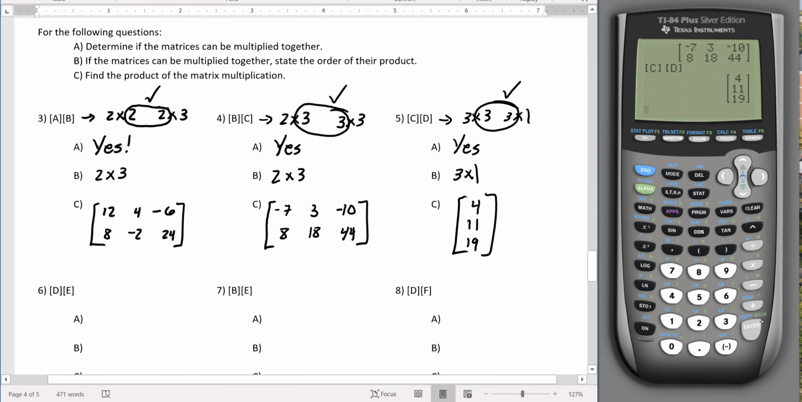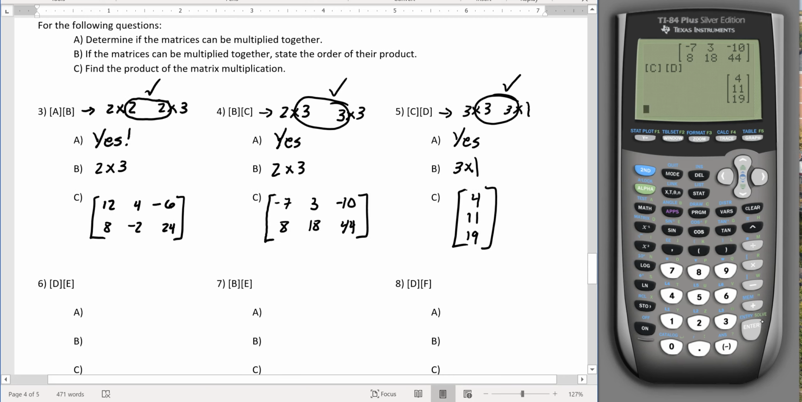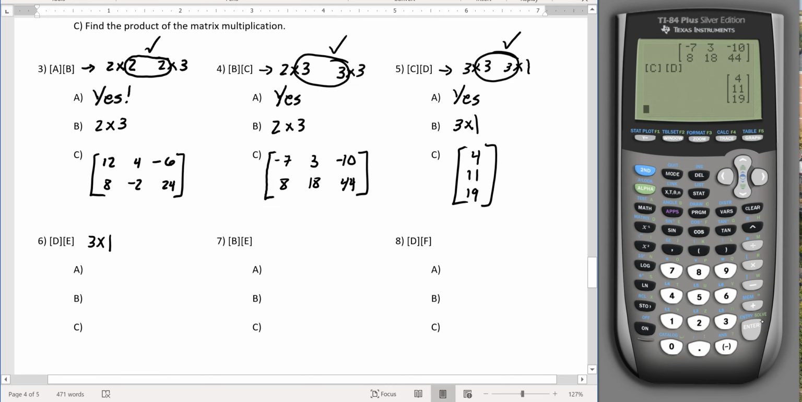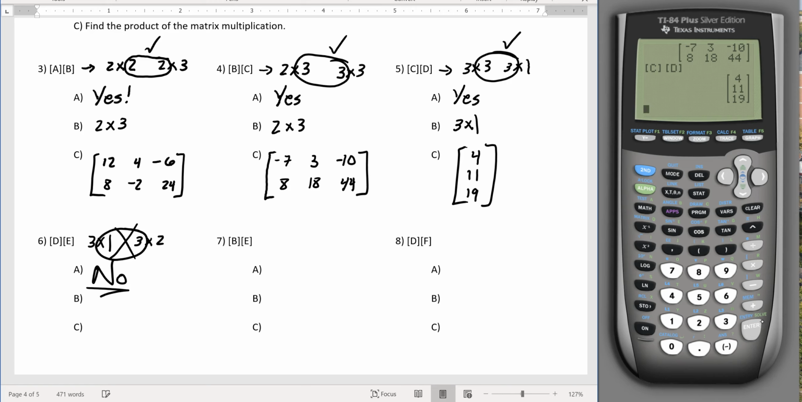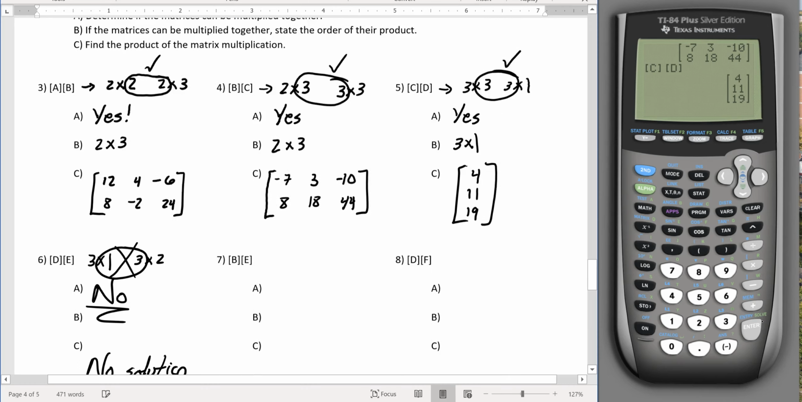All right, now let's look at this one here, letter 6, D times E. Well, matrix D is a 3 by 1, and matrix E is a 3 by 2. So looking at the center numbers, are they the same? No, they are not. This is 1, this is 3. So that means we cannot multiply these matrices here. And all we'd say is, you know, no solution. It's impossible. Can't be done. And that's it for there.